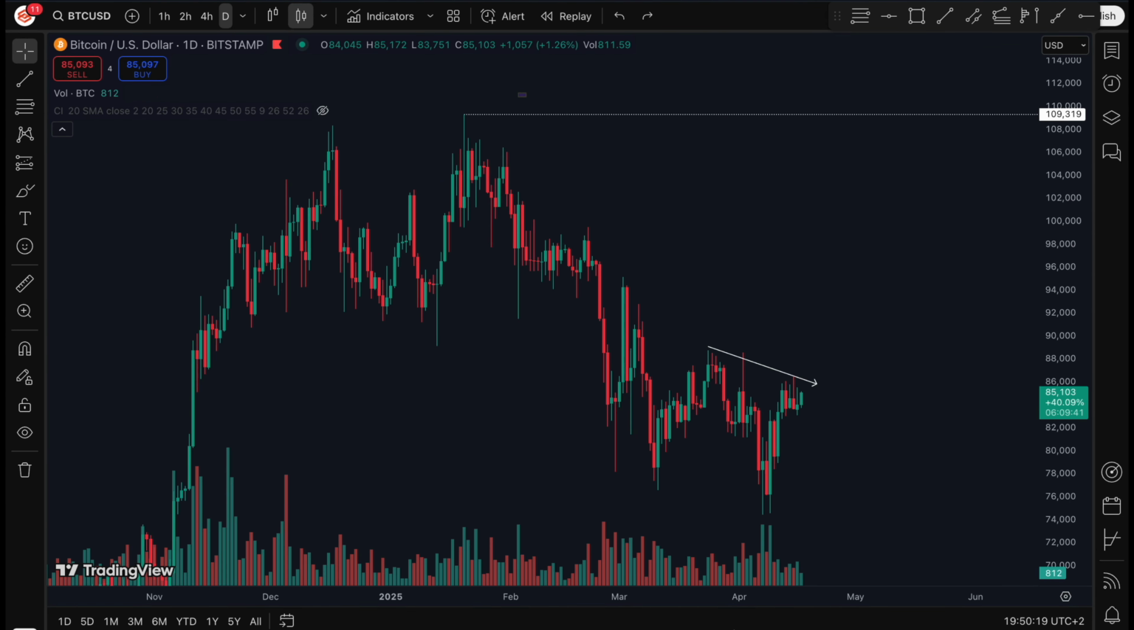Today we're going to discuss Bitcoin technical analysis and also the overall news that are happening around the world about economic data, tariffs, interest rates. So make sure to stay until the end to have the full picture of the overall cryptocurrency market situation and overall markets in the whole world.